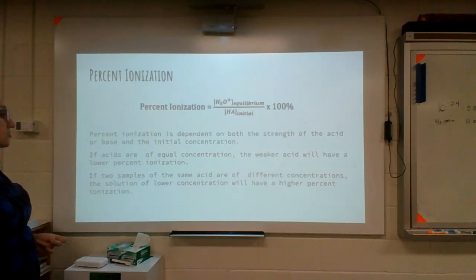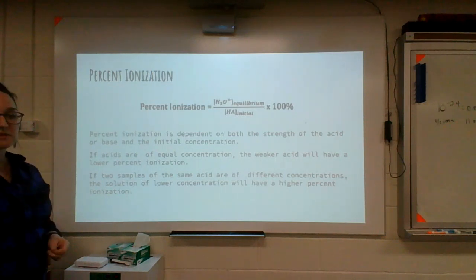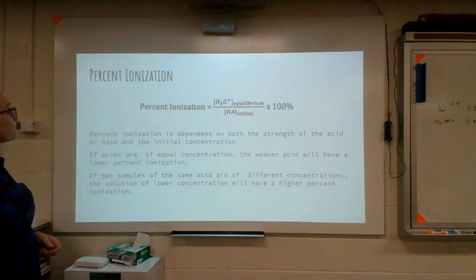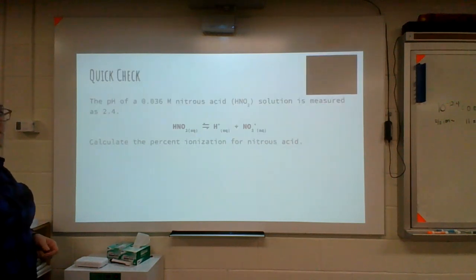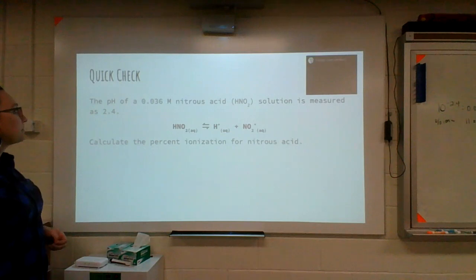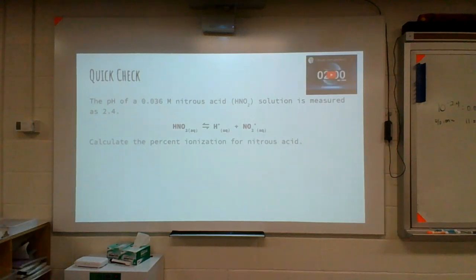So here's our quick check problem. A 0.036 molar solution of nitrous acid, HNO2, has a measured pH of 2.4. The percent ionization for nitrous acid is what we want to find. So I'm going to start out by calculating the concentration of my hydrogen ion using the given pH.